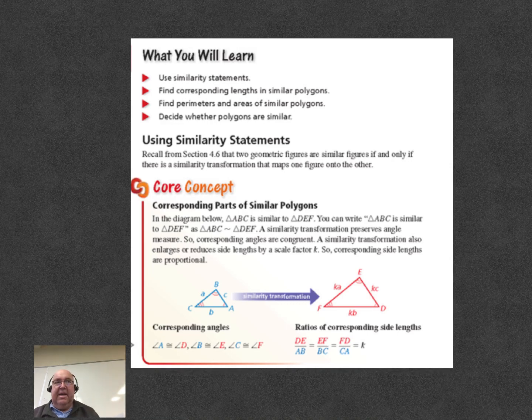Okay, in this section we're going to be looking at proving triangles are similar or polygons are similar based upon different theorems. So if the corresponding parts of polygons are congruent, meaning that they have the same measure, then the polygons are similar. So again, we're looking, starting here, at angles being congruent or the ratio of side lengths being equal.